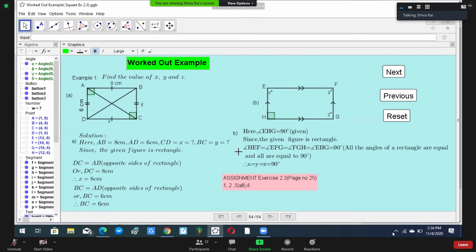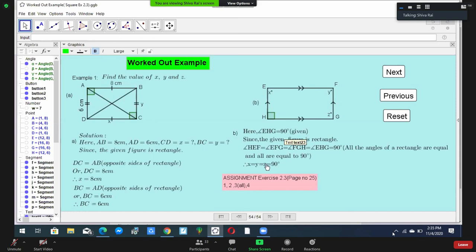You look. In a rectangle, if one of the angles is 90 degree, all the angles are 90 degree. Here, the first angle means this X, EFG means Y, and FGH means this angle. And GHE or EHG is already given, this angle. All of them are equal to 90 degree. All the angles of a rectangle are equal and all are equal to 90 degree.